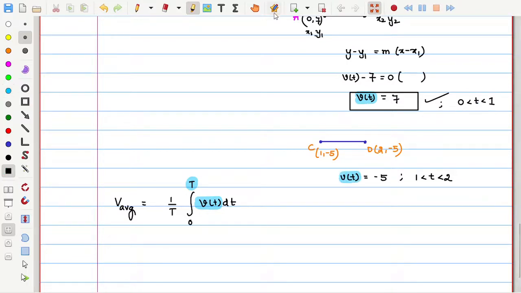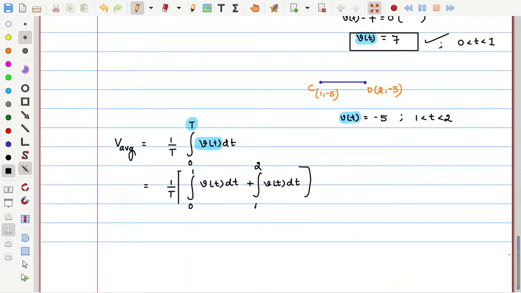What I will do is simply split this integration as the integral over 0 to 1 of v of t dt plus the integral from 1 to 2 of v of t dt. Now I know what is v of t for 0 to 1, and what is v of t for 1 to 2. So I can easily evaluate this integration.